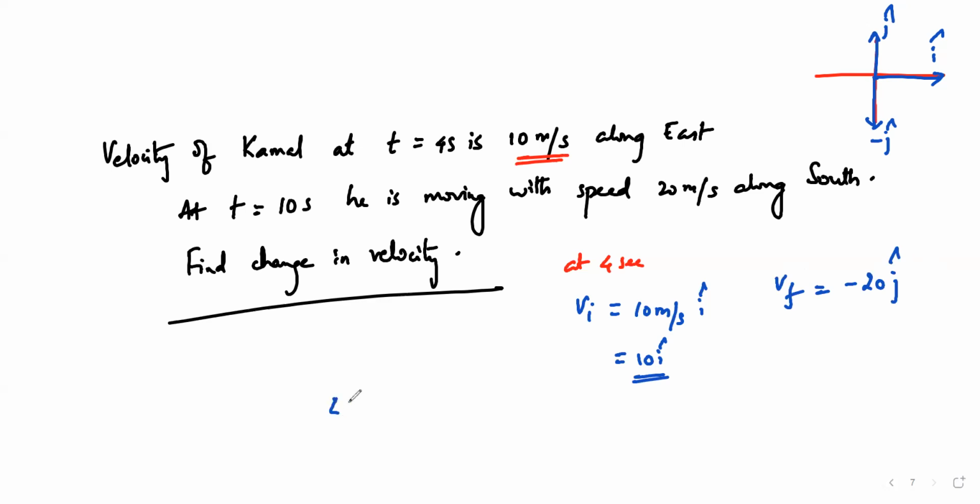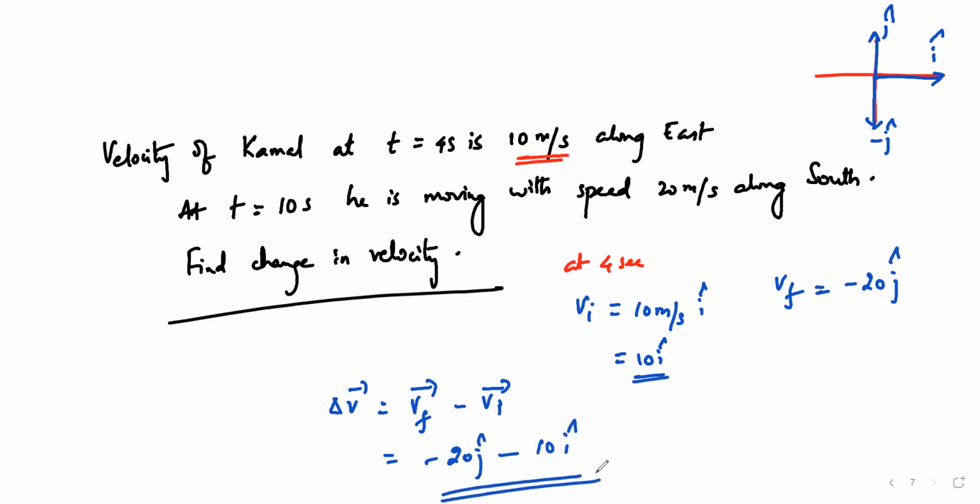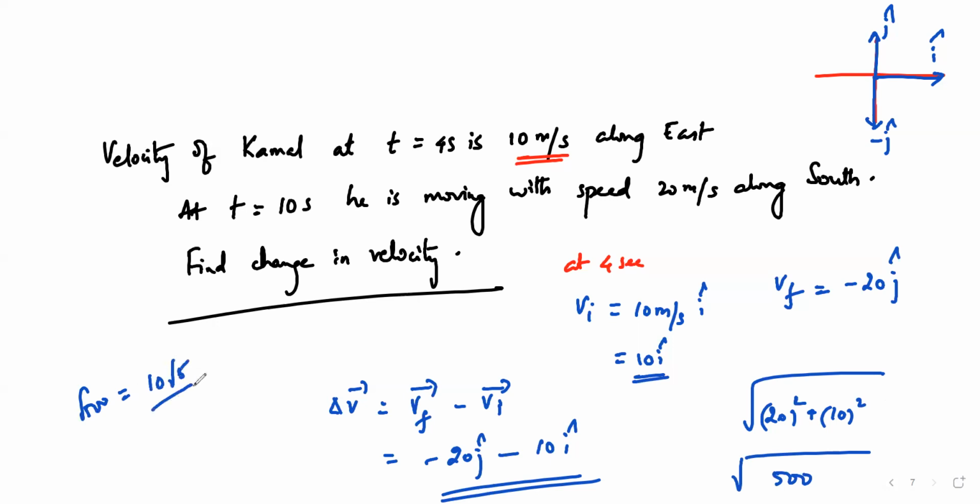Change in velocity is given by final velocity minus initial velocity. Final velocity is minus 20 J cap. Initial velocity is 10 I cap. So minus 10 I cap. Now, what will be the direction in which he is moving and what will be the resultant value? First of all, I will take the resultant value. Root of 20 square plus 10 square, that is root 500, which is nothing but 10 root 5. And in which direction?